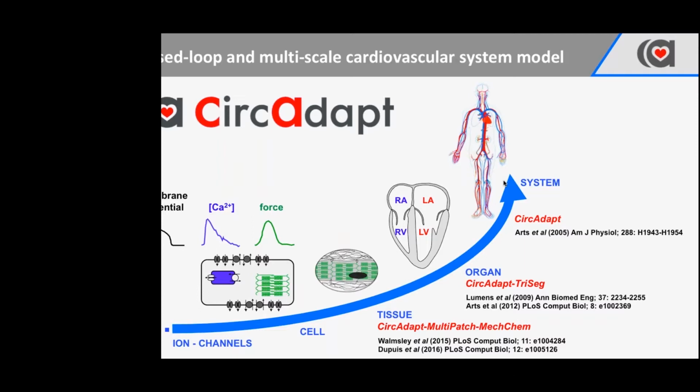Even more, we wanted to have dyssynchrony and local tissue properties. That's when the CircAdapt MultiPatch model came in. Then we changed the heuristic approach to the sarcomere mechanics towards a more physiological, physics-driven actin-myosin contraction model, which is written down in Dupuy et al. in PLOS Computational Biology. I will guide you through these changes and through the various modules.